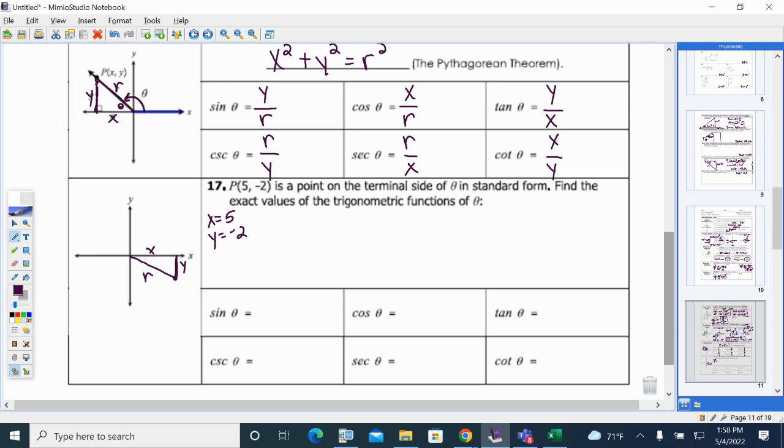So to find the radius, we're going to plug that into our Pythagorean theorem. And your 5, this is a distance, this is a distance. So we're going to drop that negative to represent the distance. So 5 squared plus 2 squared is equal to r squared. So 25 plus 4 is equal to r squared. So 29. And then square root, and you get the radius is the square root of 29.